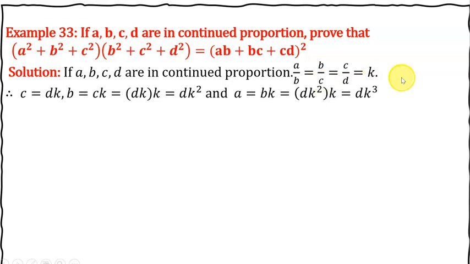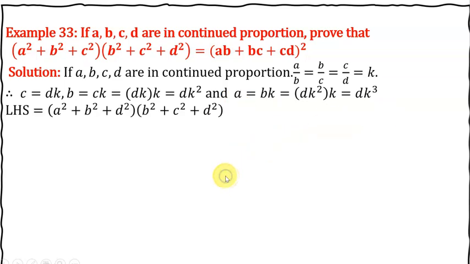b upon c is equal to k means what? b is equal to ck. Substitute the value of c, that is dk. Therefore the value of b is dk square. And lastly, a upon b is equal to k, so a is equal to bk. Substitute the value of b, that is dk square. And after simplification, you will have a is equal to dk cube.